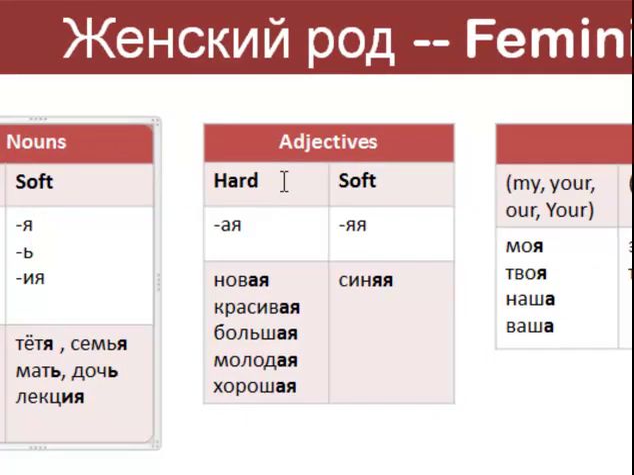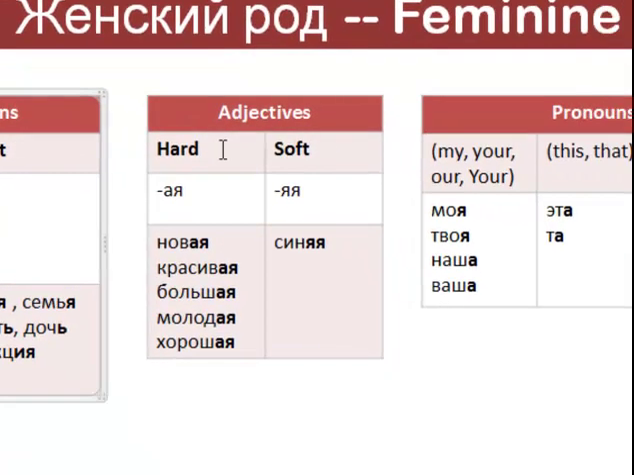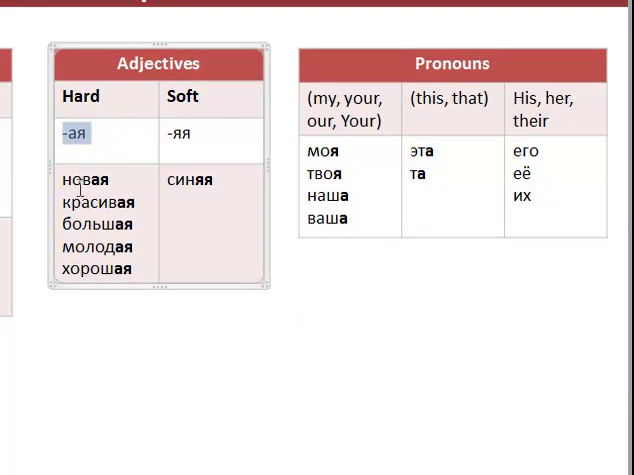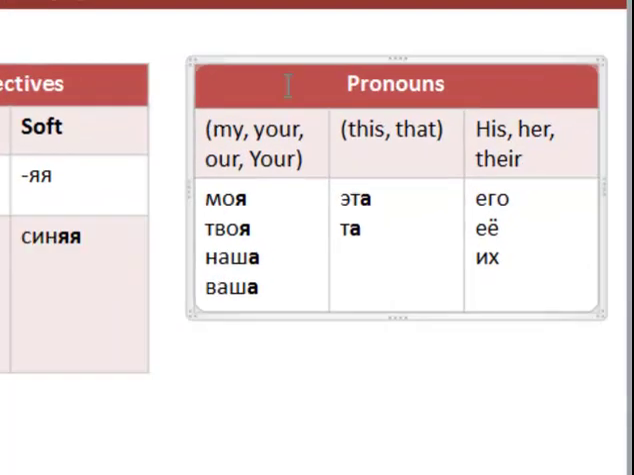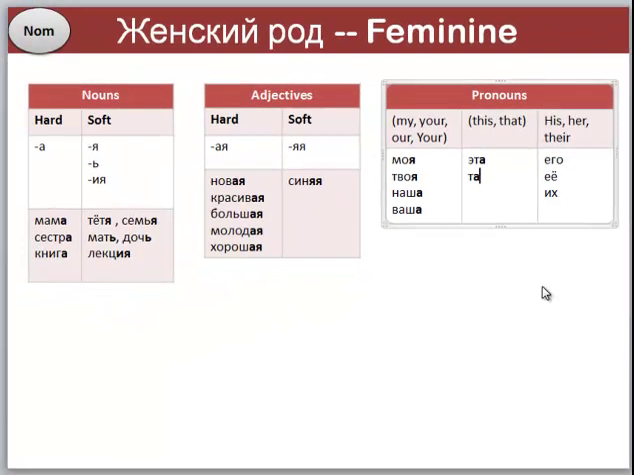Adjective endings in feminine again have a hard and a soft ending. Ая for hard, for example, новая, красивая, большая, молодая, хорошая. And яя, which is soft, for example, синяя. The possessive pronouns that you should remember for feminine are моя, твоя, наша, ваша. And the ones that are already familiar to you, его, ее, их, that never change. And the demonstrative pronouns are эта and та.